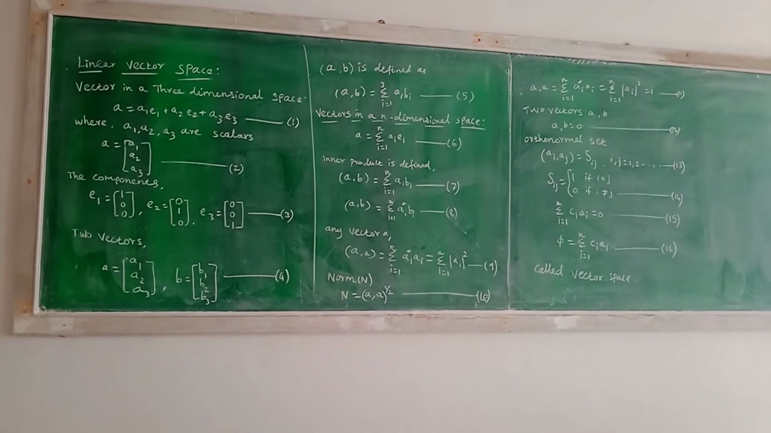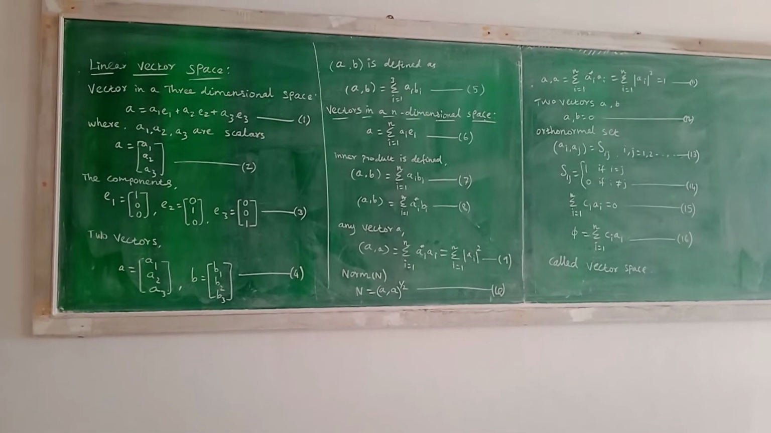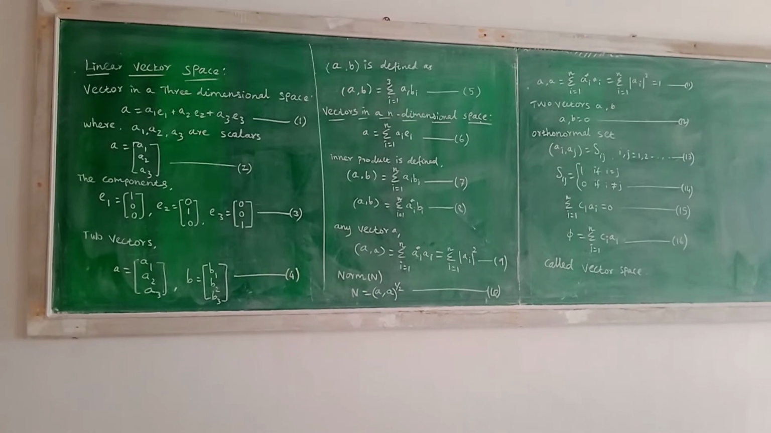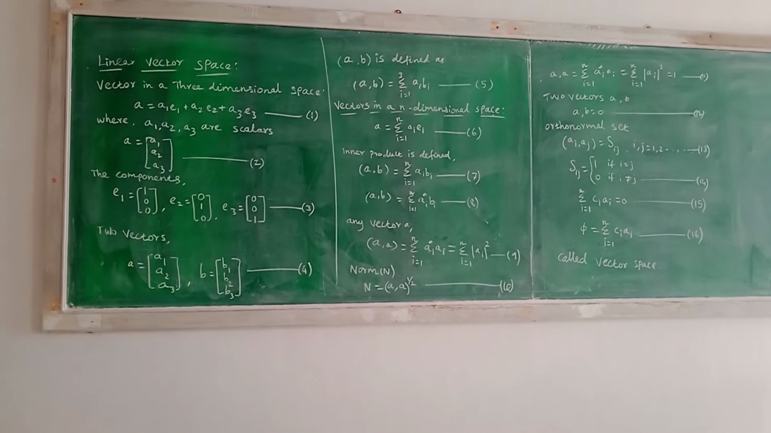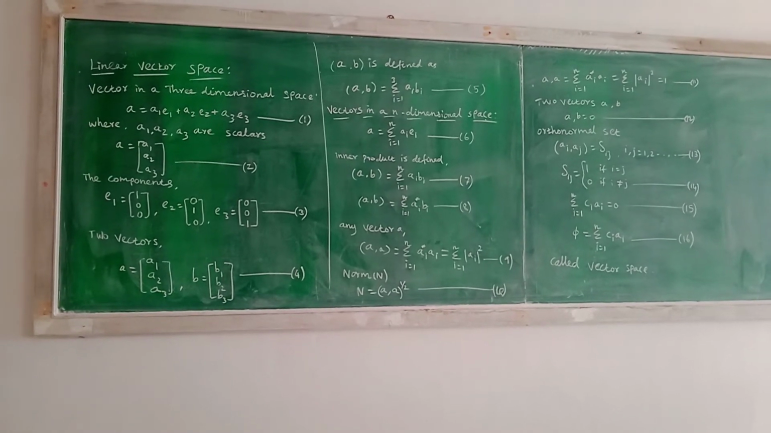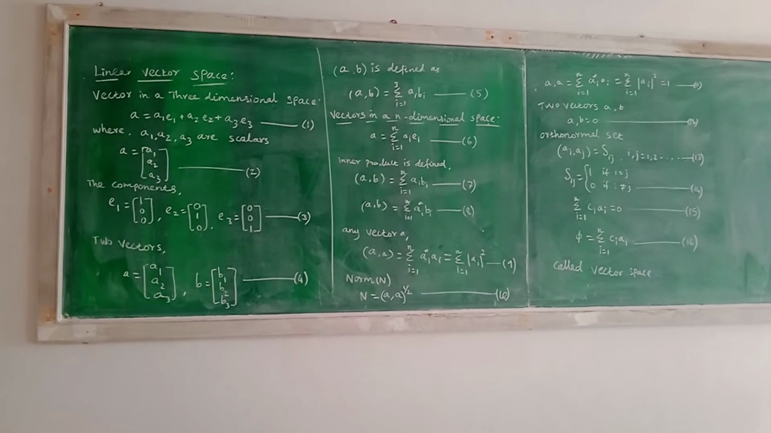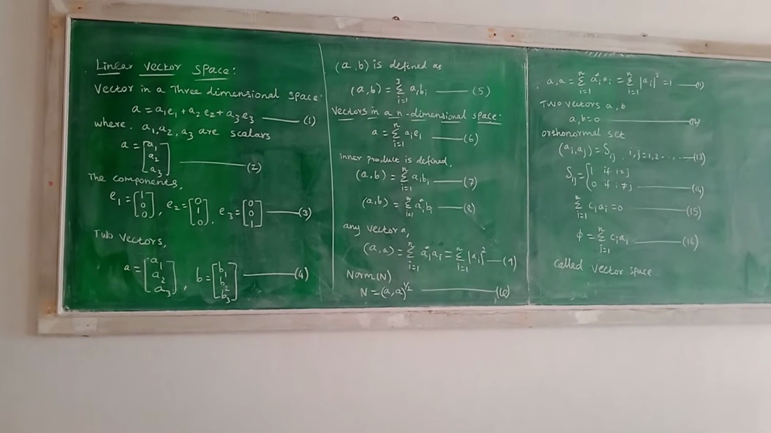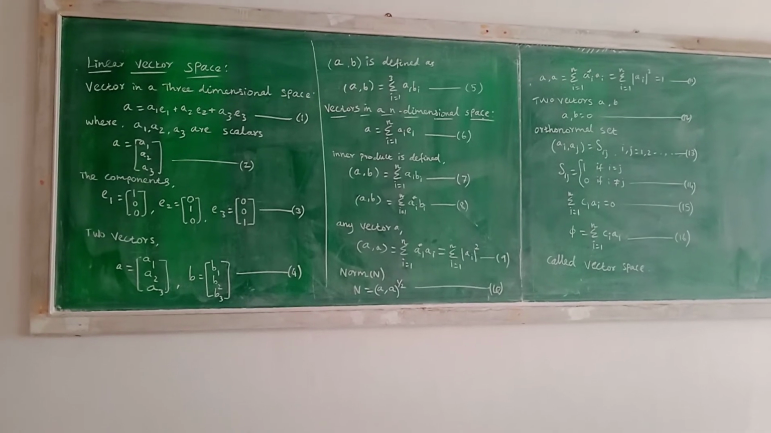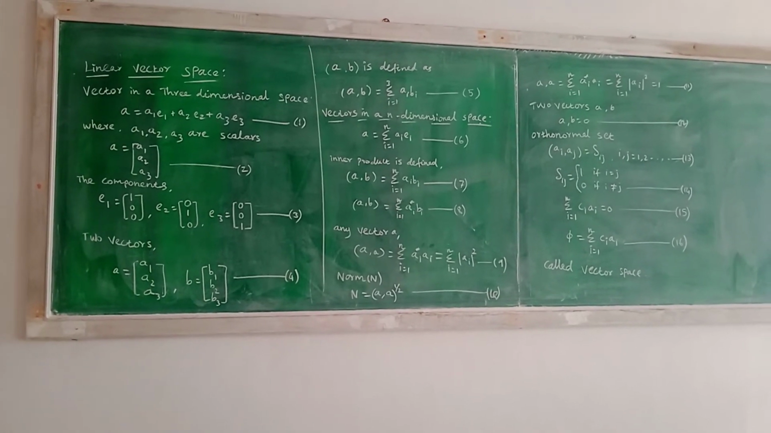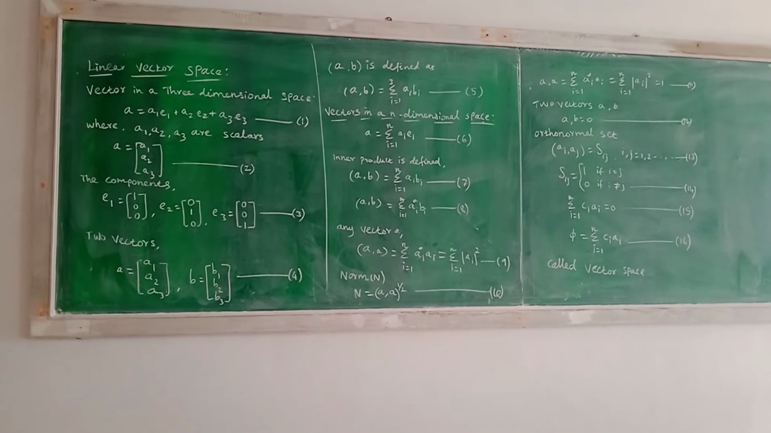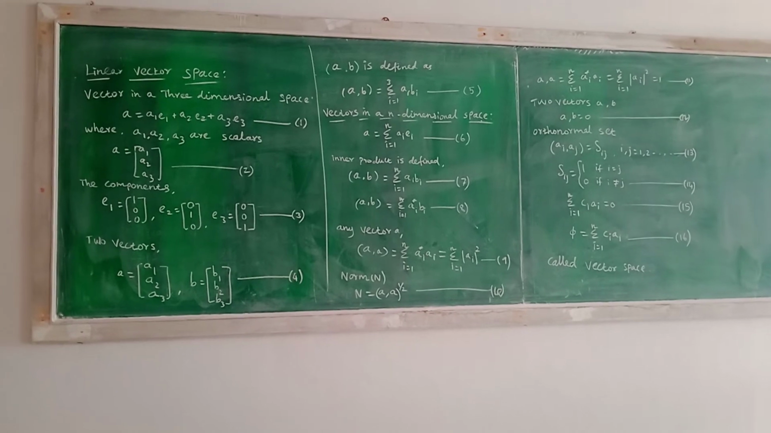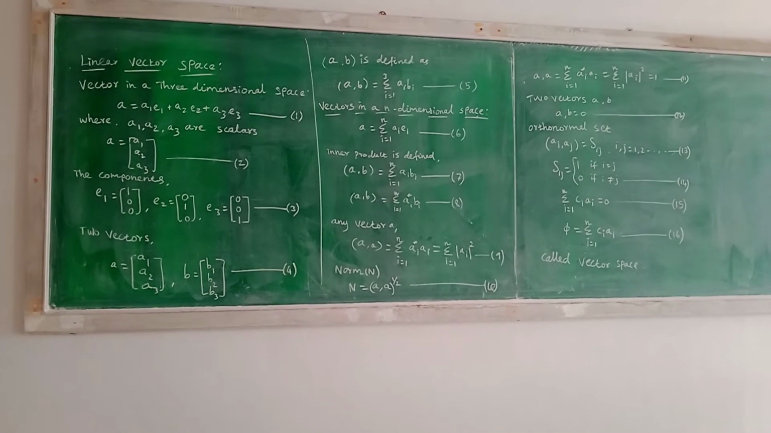In an n-dimensional space, a set of n vectors a1, a2, up to an are said to be linearly dependent if there exist scalars c1, c2, up to cn, not all 0, such that the summation over i equal to 1 to n of ci ai is equal to 0. The vectors are linearly independent if no relation of the form in equation 15 holds unless c1 equal to c2 equal to up to cn is equal to 0.